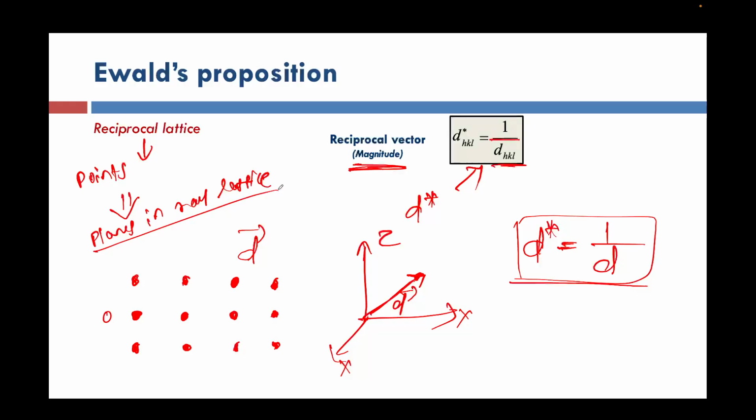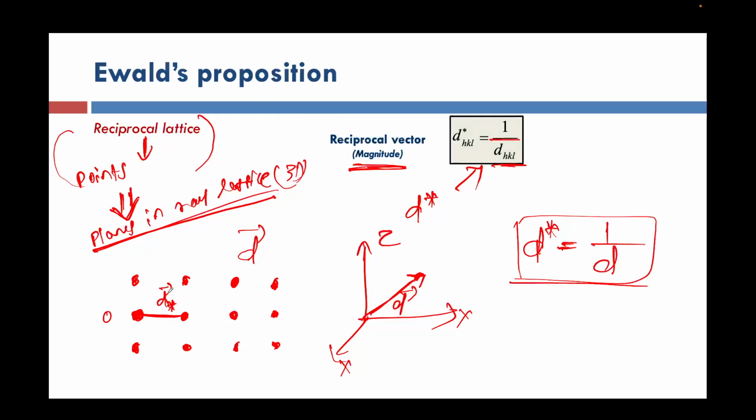So Ewald proposed that planes in the real lattice, this is the three-dimensional real lattice, are depicted as points in the reciprocal lattice. If I am talking about this origin, then how will we place which plane remains where? Then he told that the distance between any planes will be given by the reciprocal lattice vector.